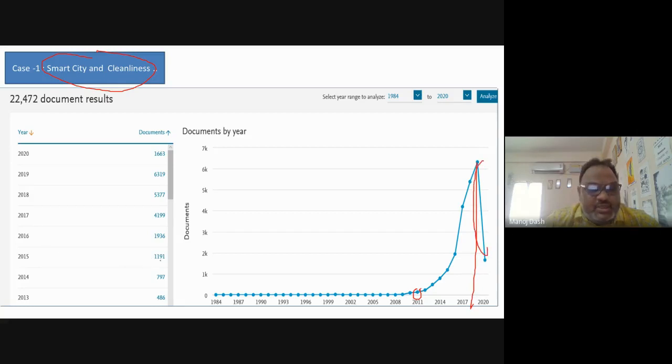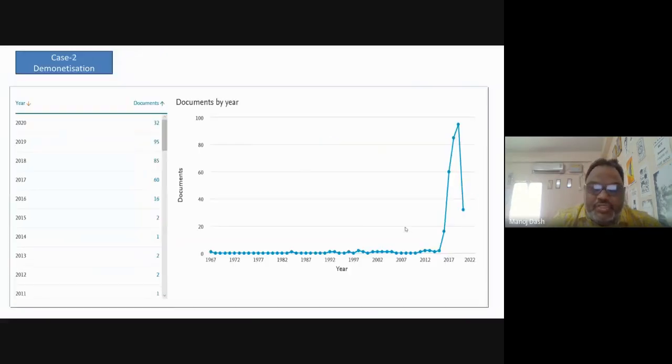After 2017, this area is now declining. Now see, 1191, 1936, 4199, 537. These are the papers published in Scopus. Now in 2019, it is declining. My question is, if you publish a paper on this at this stage, do you think that people will cite the paper? I think no.